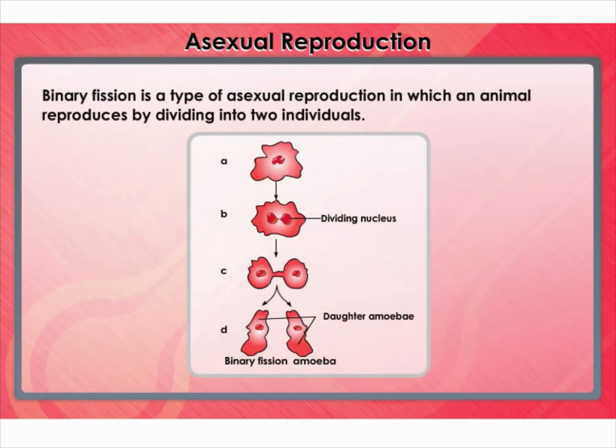Another method of asexual reproduction is observed in the microscopic organism amoeba. We have already learnt about the structure of amoeba. We know that amoeba is a single-celled organism. It begins the process of reproduction by the division of its nucleus into 2 nuclei. This is followed by division of its body into 2, each part receiving a nucleus. Finally, 2 amoebae are produced from 1 parent amoeba. This type of asexual reproduction, in which an animal reproduces by dividing into 2 individuals, is called binary fission.